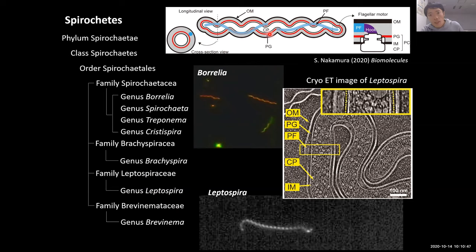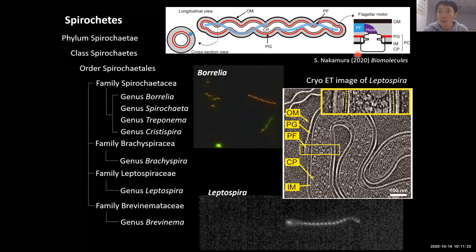And this is a general structure of spirochetes. Quite a different feature in comparison with E. coli and other externally flagellated bacteria is that spirochetes have flagella within the cell body, beneath the outer membrane within the periplasmic space. Therefore, spirochete flagella are called periplasmic flagella. However, the fundamental structure of the flagellar model is almost the same as that of E. coli and others. So we can learn from such model bacteria about the flagellar structure.